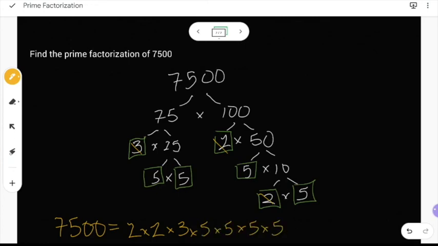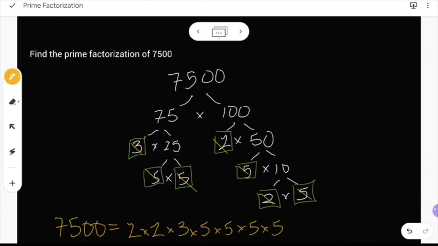So even though the number was really big to start with, I can still break it down into its prime factorization. And the prime factorization of 7,500 would be 2 times 2 times 3 times 5 times 5 times 5 times 5. That will give you 7,500. Type it into your calculator and try it out.